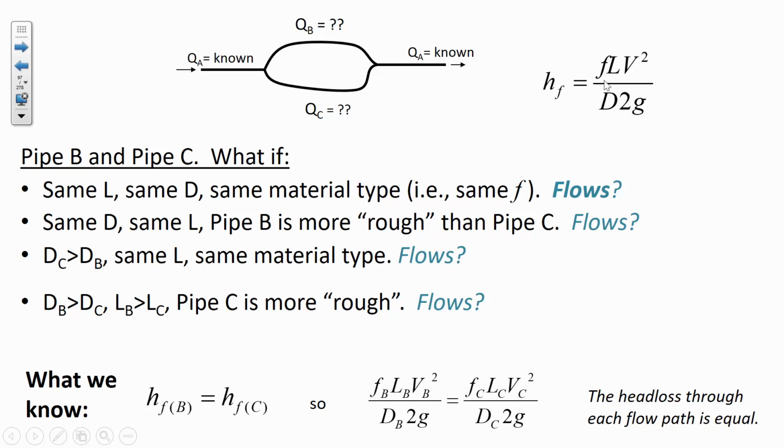We can substitute the Darcy-Weisbach friction equation into this relationship, and this is what we get. And this is how we can find out the relative quantity of flow that goes through each pipe. There's going to be a known f, a known length, a diameter, and you can solve for a ratio of the velocities.